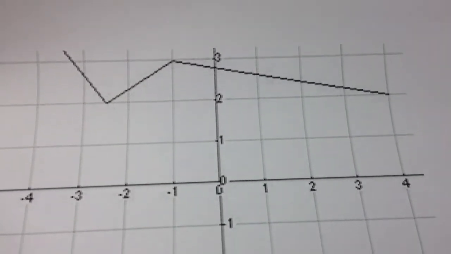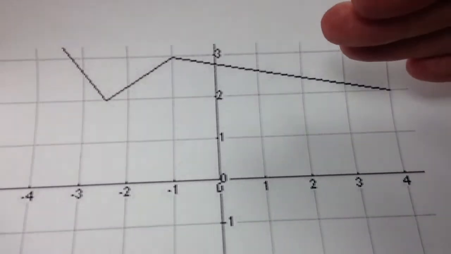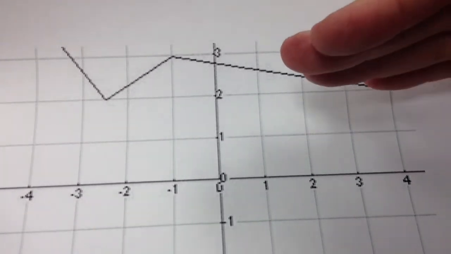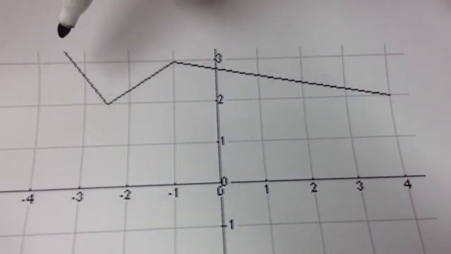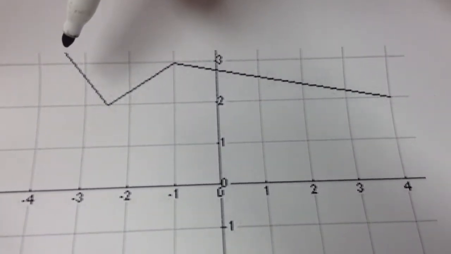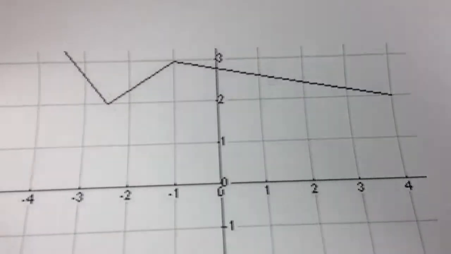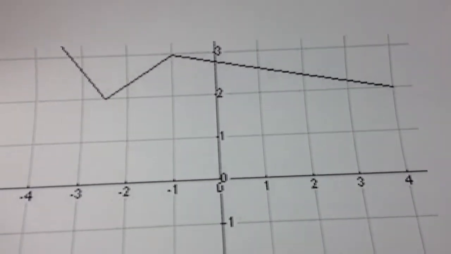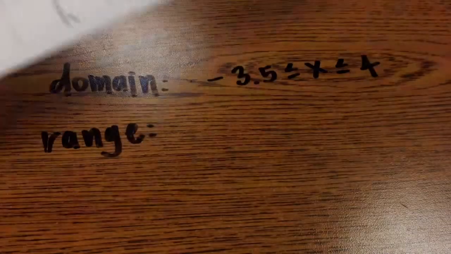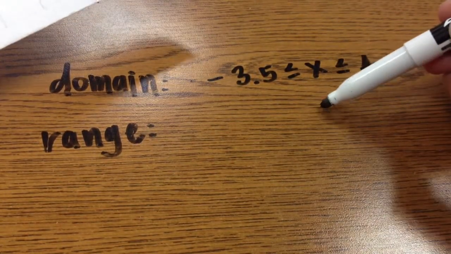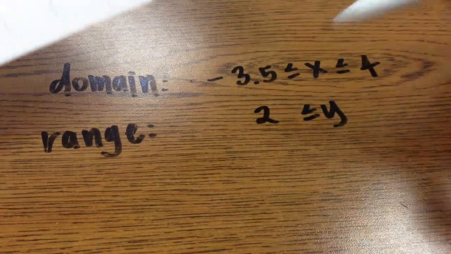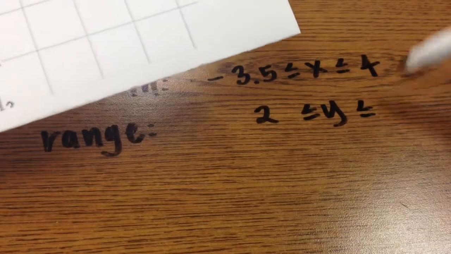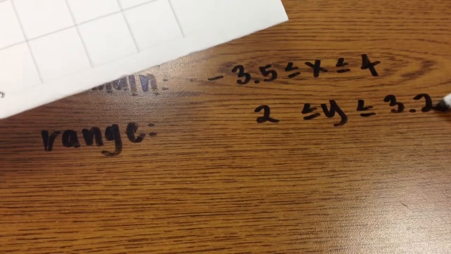Likewise, for the range, we're looking at the y values. So if we look at this graph vertically, it begins at 2 and ends, the top over here looks to be about 3.25. I'm just estimating that to be 3.25. So to write that using an inequality, I would be using y for the range. Y is greater than or equal to 2 and less than or equal to 3.25.